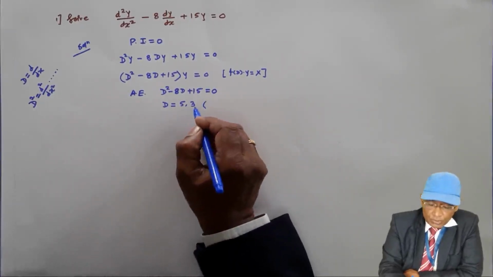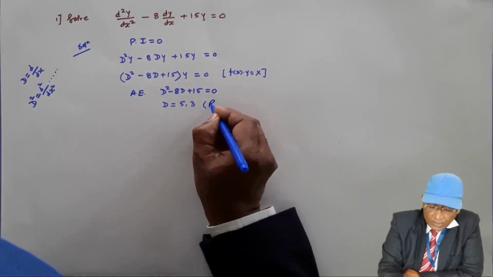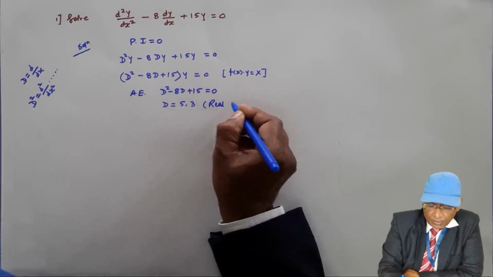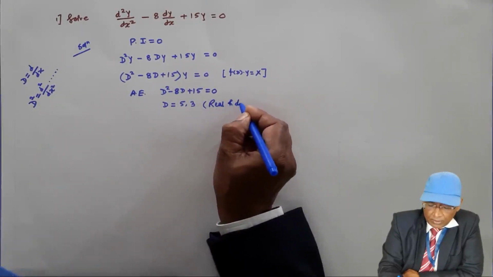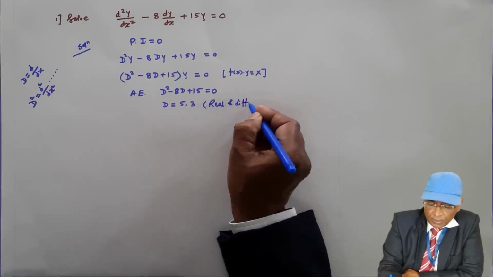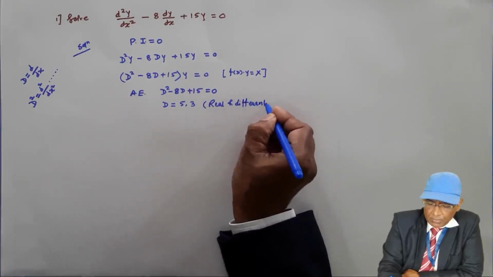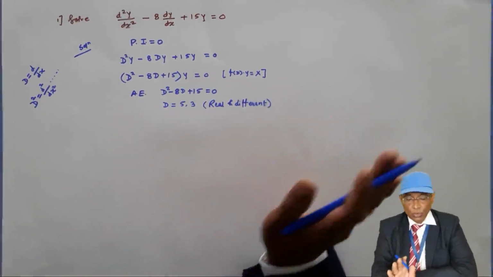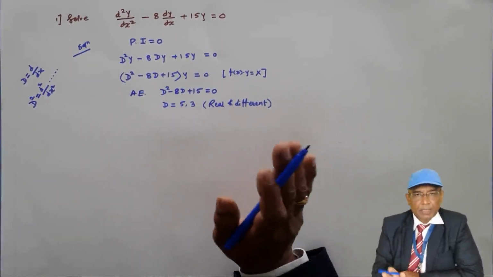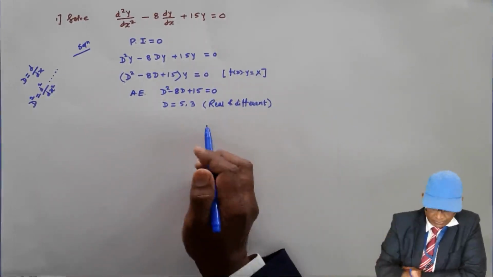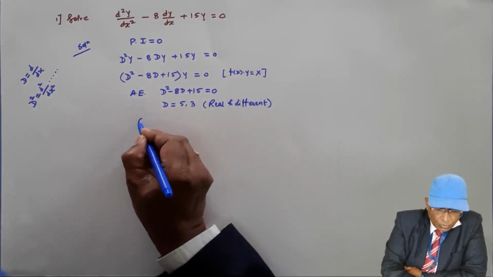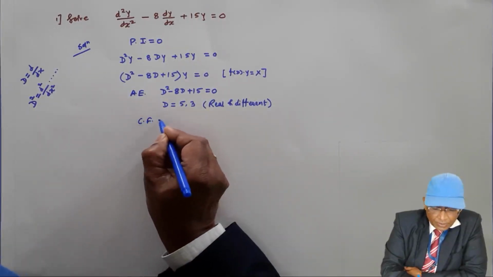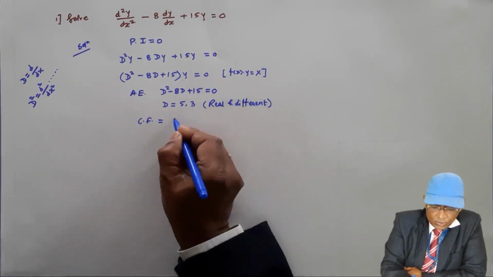And what is the nature of these roots of the auxiliary equation? These are real and different. Real means i should be absent there. I means imaginary number should not be there. If an imaginary number is not there, it is real. That's all. Now, what is the complementary function for real and different roots?